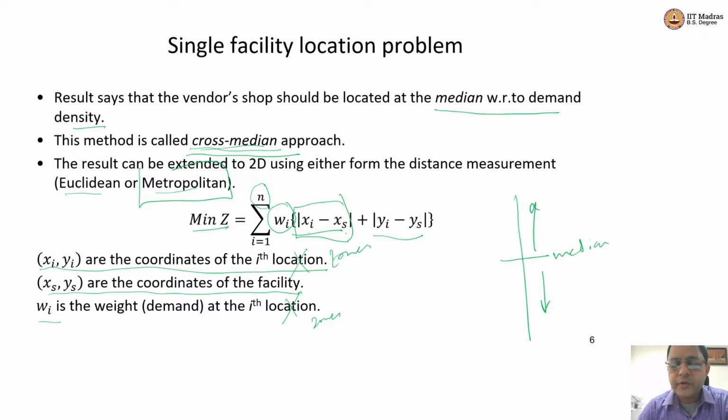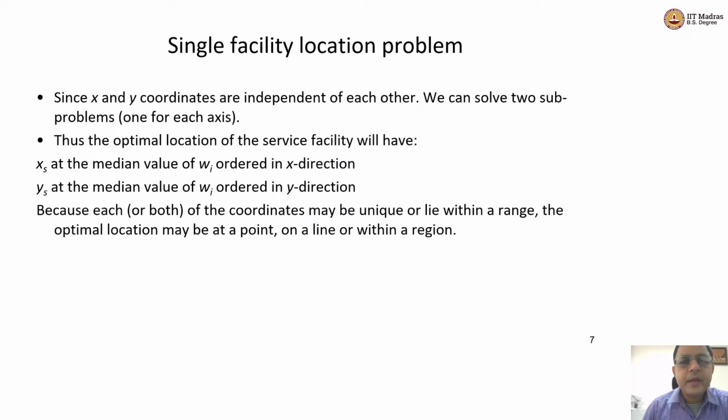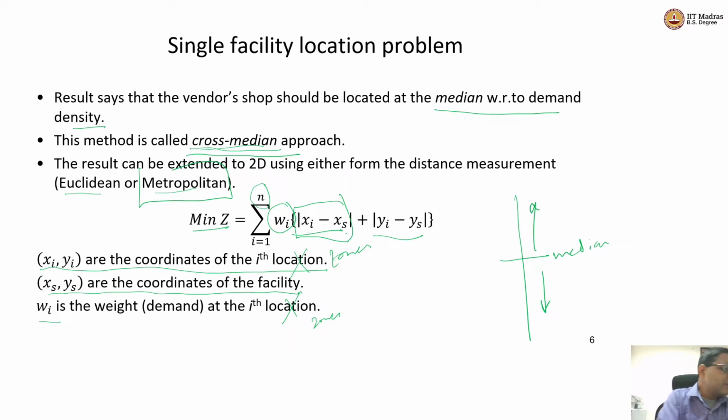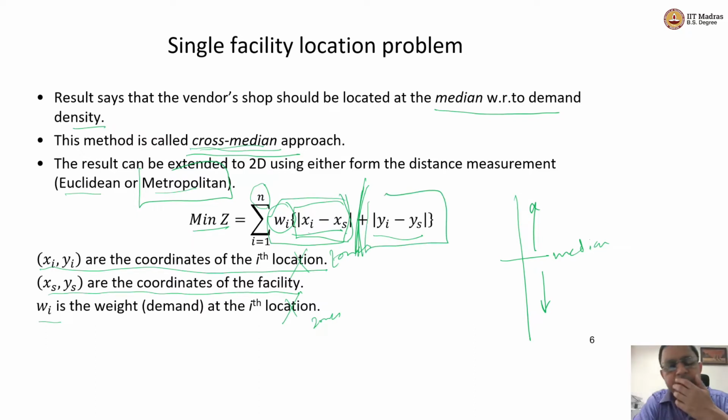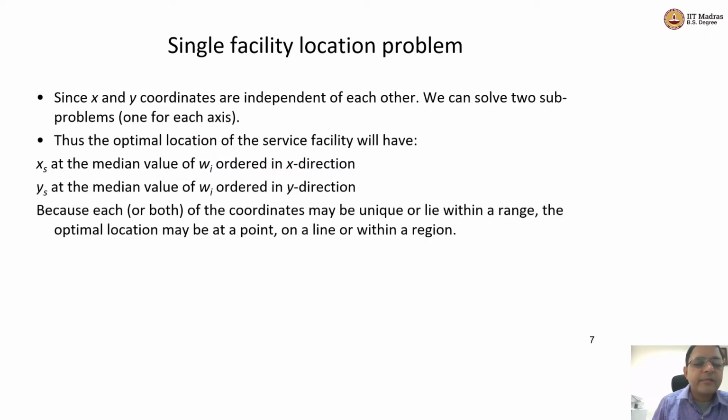Unfortunately, we don't know the value of xs, ys. I know the value of xi, yi because I know the zones. I know wi, so wi is known. I don't know xs and ys. How would you solve this problem? Since x and y coordinates seem to be independent of each other, we can actually solve this as 2 independent problems. Why can't I solve it like this? I will solve the weighted distance minimization on the x-axis and the weighted distance minimization on the y-axis. Nothing stops me from separating the problem into two sub-problems, and I should do that because that makes the problem easier.